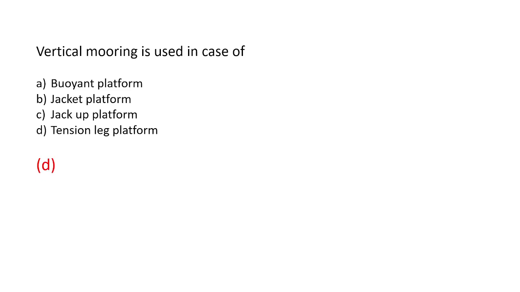Tension leg platform, what is that? A tension leg platform consists of pontoons which are supported by steel columns, and it is anchored into the seabed by means of pull by steel cables. So this vertical mooring will be used in case of tension leg platform.